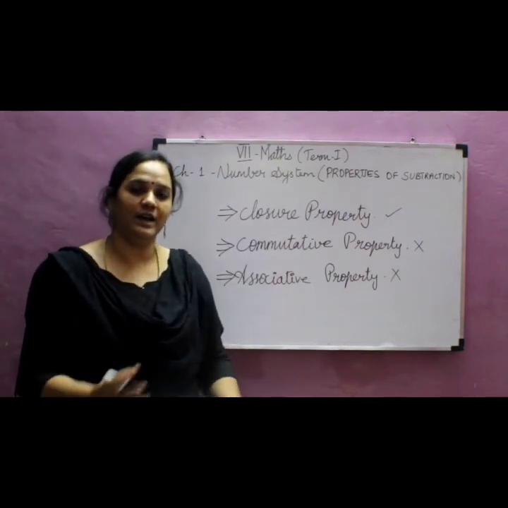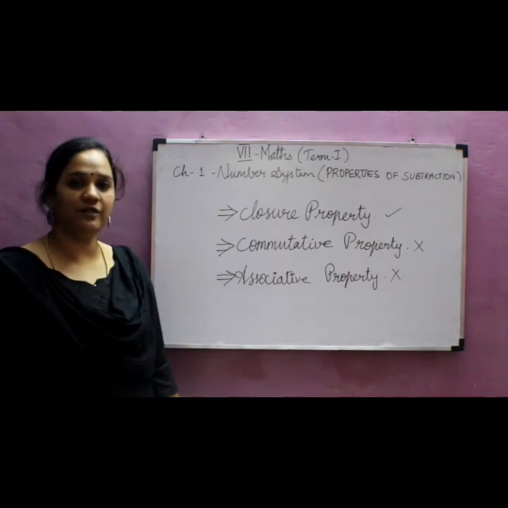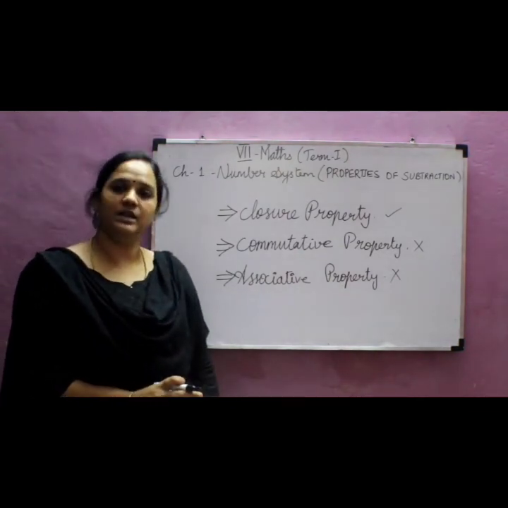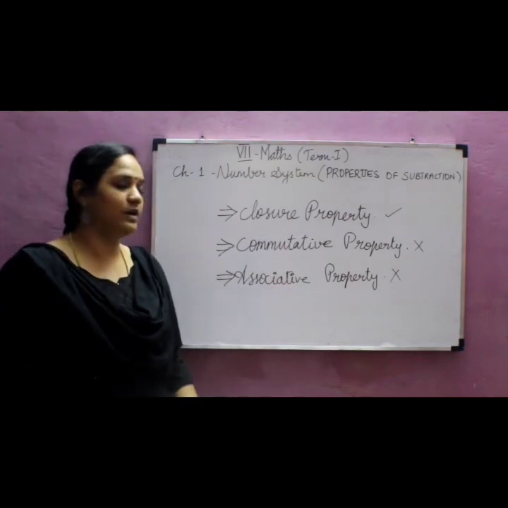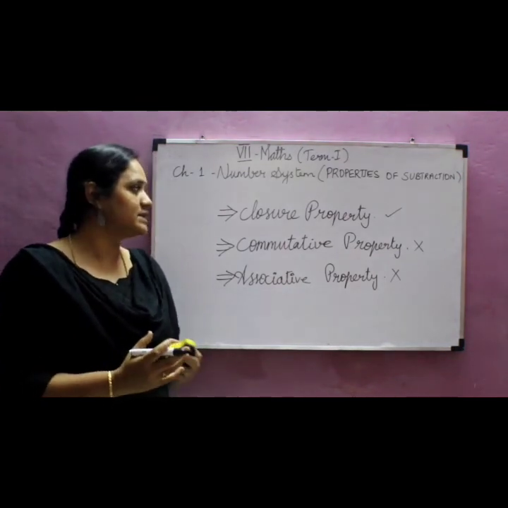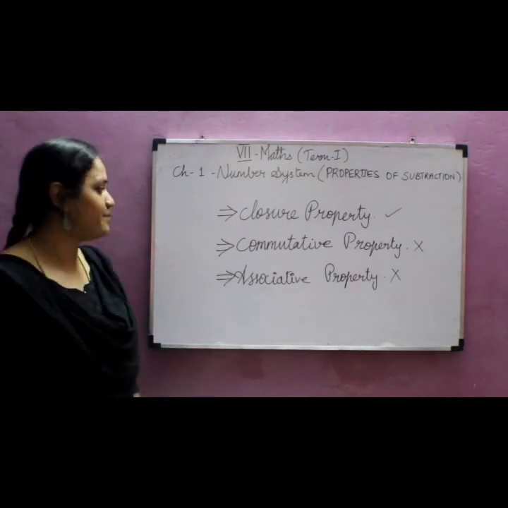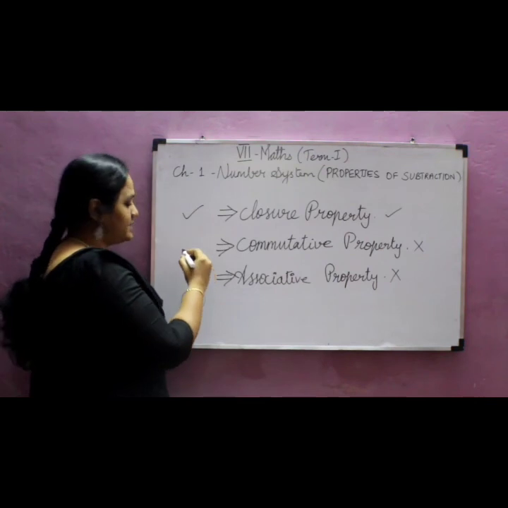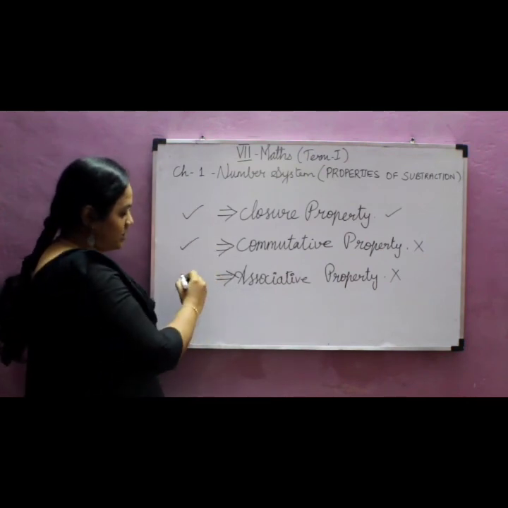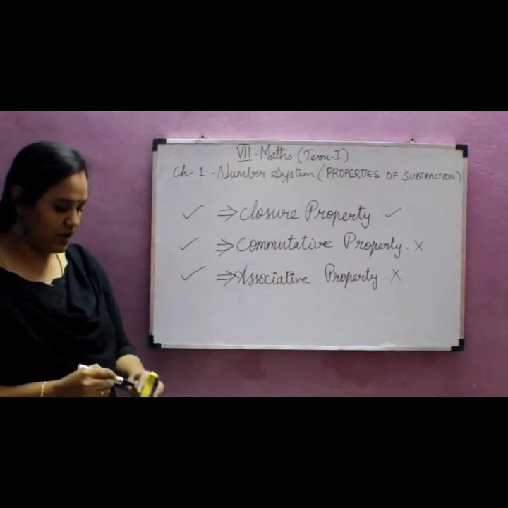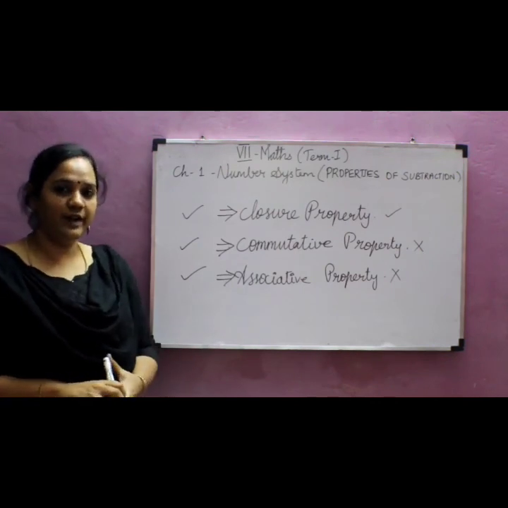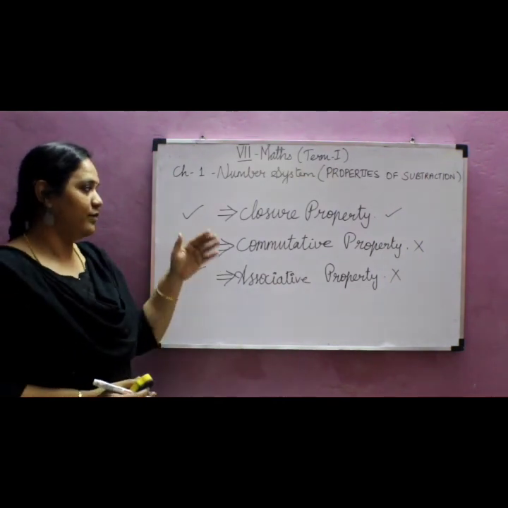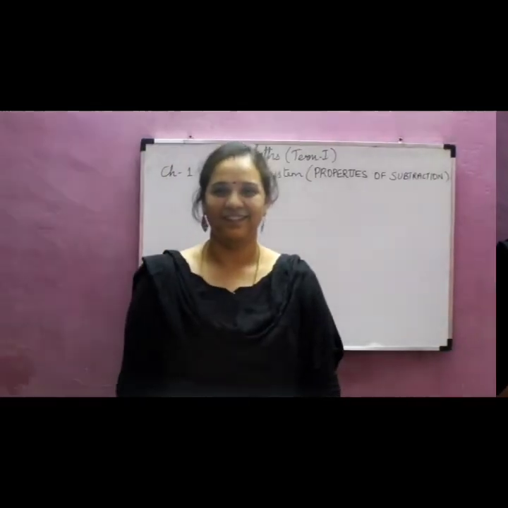So shall we recall addition of integers here? Okay, properties of addition of integers. We have solved these three properties in my previous video. So let us discuss these properties together now. For addition of integers, closure property is satisfied, commutative property is satisfied, and associative property is also satisfied. So we compared addition and subtraction of integers for these three properties now.